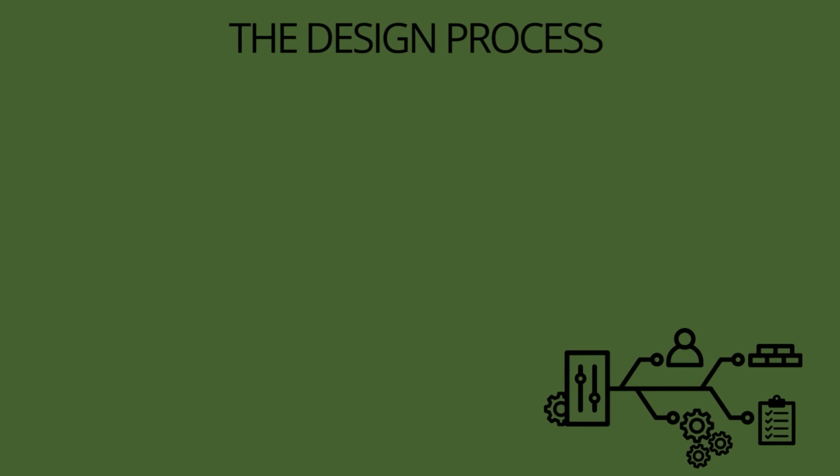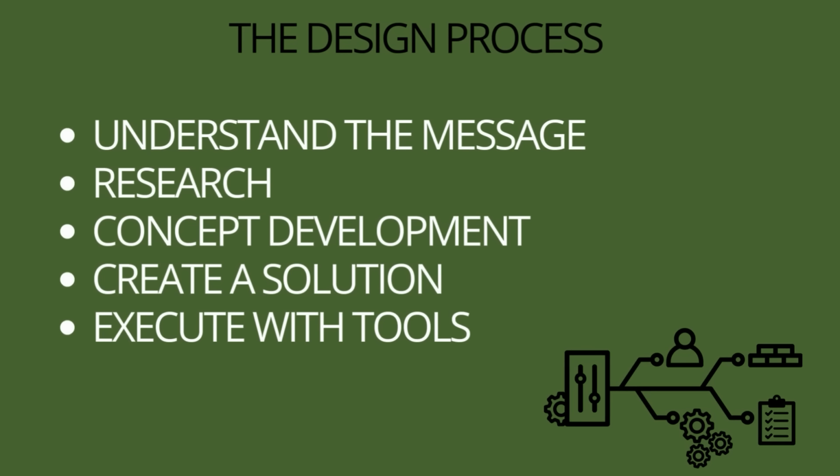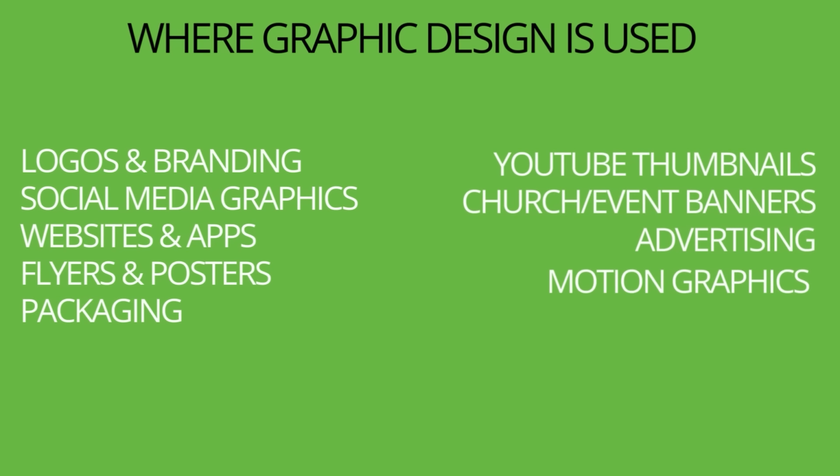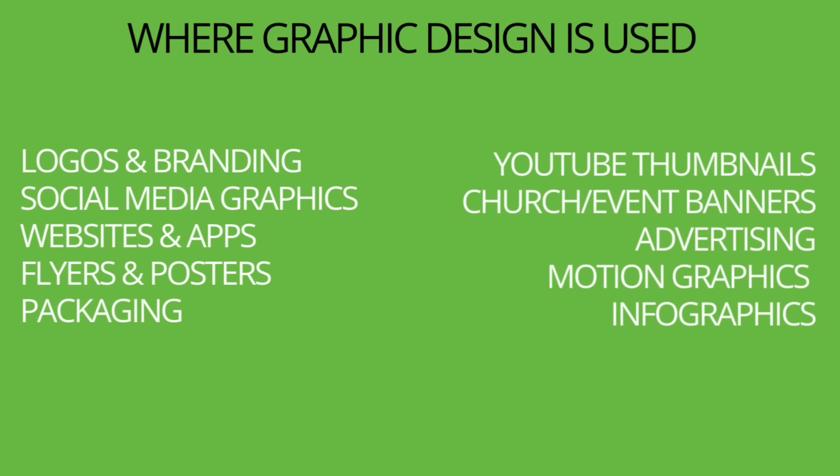The design process. Professional design involves understanding the message, research, thinking, and concept development, creating a solution and executing with tools. So design does not start with Canva or Photoshop or Figma, but rather it starts in the mind. You research, you strategize, you have your concept, and you execute your concept. Where is graphic design used? We live in a world of visual communication. Every brand you know is built on graphic design. It shapes our culture, educates us, inspires us, and sells our commodities.